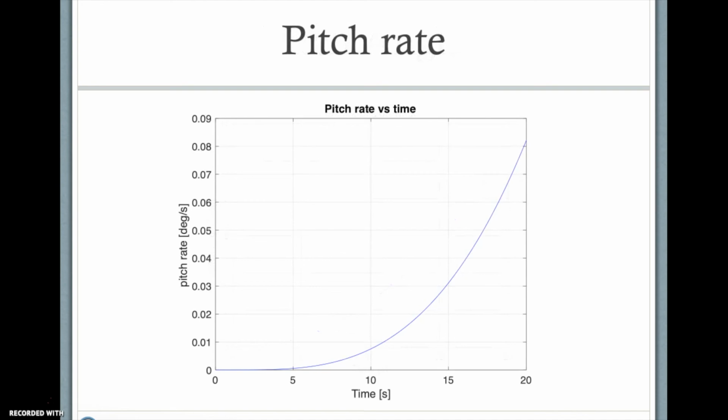The pitch rate plot is very similar to the pitch angle plot. You notice that the pitch rate is very low for this application. The more the elevator angle, the higher the pitch rate.